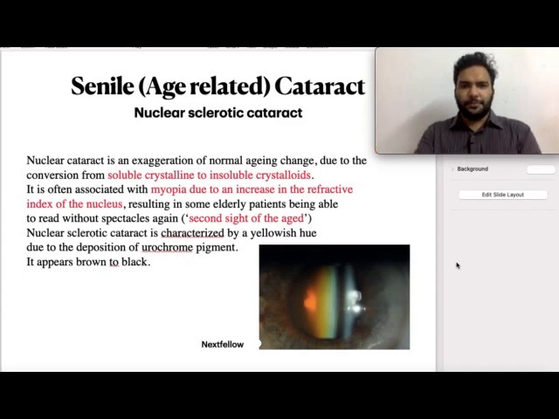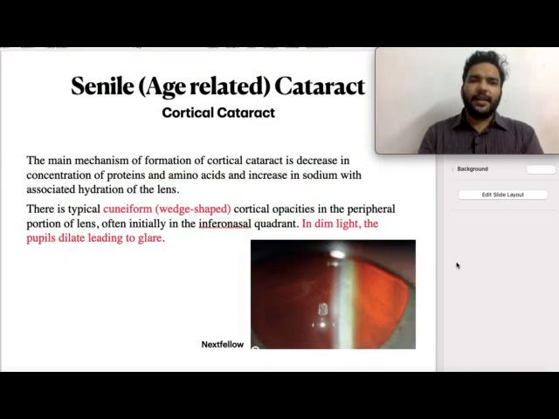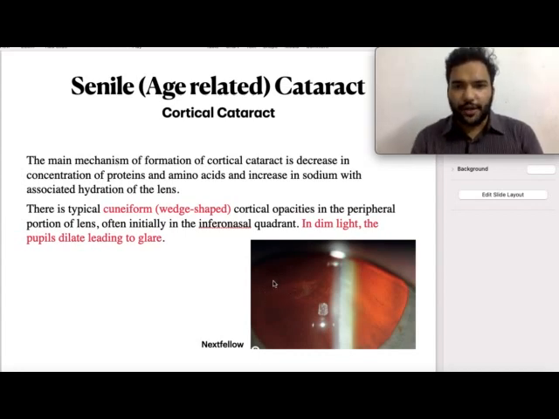It could be anything. Then comes the cortical cataract. The main mechanism of formation of cortical cataract is decreased proteins and amino acids and increased sodium, leading to hydration of the lens. So there are two types, cuneiform and cupuliform. This one is the cuneiform type, wherein the cortical opacity is seen in the peripheral portion of the lens, crystalline lens, often initially in the inferonasal quadrant.